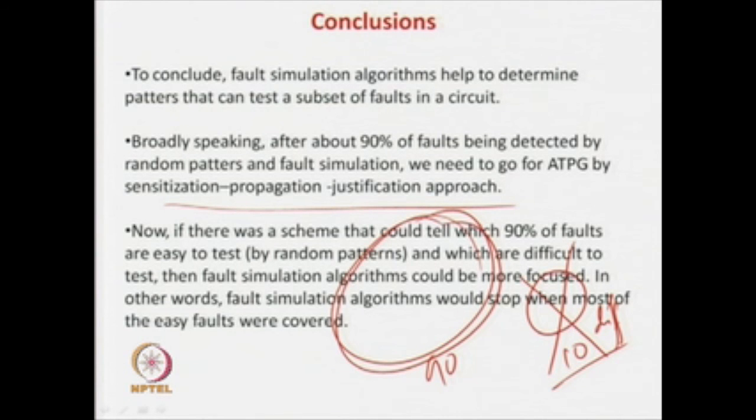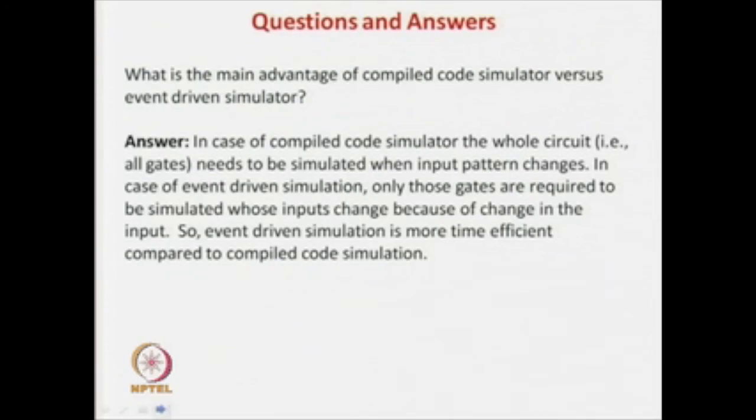But here, if nobody tells you which is the easy fault and which is the difficult fault, then you are in a blind case. Even for these 10% difficult to test faults, you are applying the random test pattern generation based algorithm and you are failing every time. For all the random patterns, you are not able to generate a test pattern for these. So, next class we will see some example of algorithms like the SWAP algorithm, they call it, which will tell you tentatively which are easy faults and which are difficult.